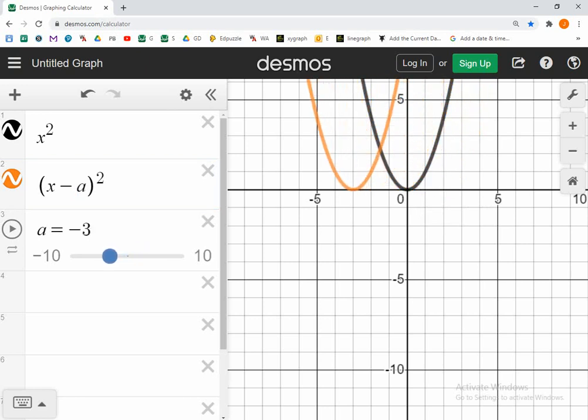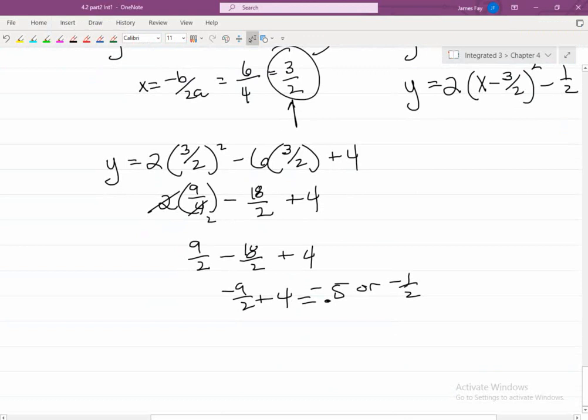If my a value is, say, -3, so what would be here? It would be x minus a -3. Well, x minus a negative turns into a positive, right? So this would actually say x plus 3 right there. And you see that it moved it 3 units to the left?